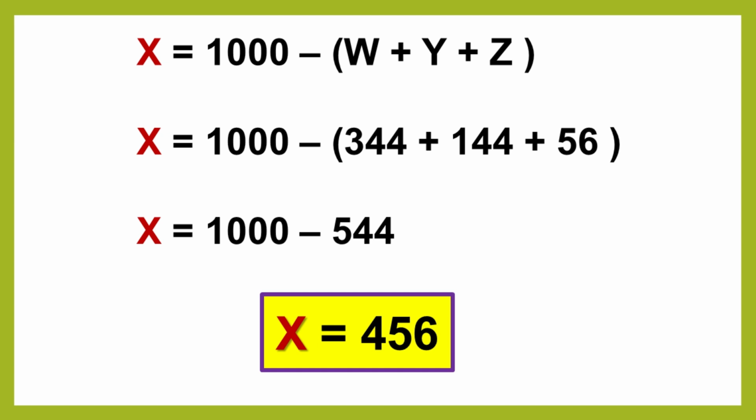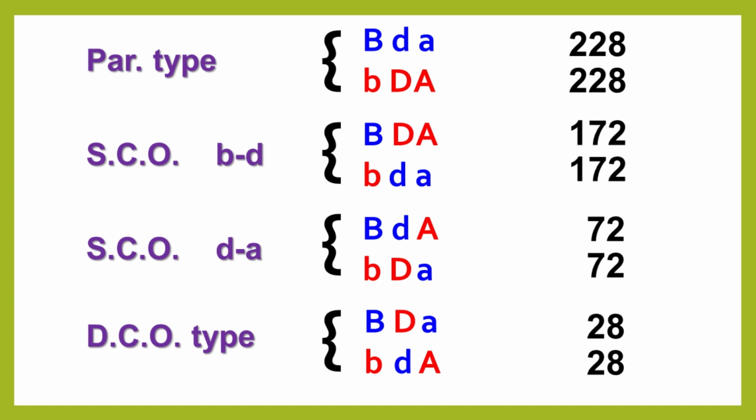For the parental types, by subtracting the combined number of offspring produced by single and double crossovers from the overall total of 1,000 offspring, a total number of 456 will be calculated. And by dividing 456 equally, we predict that there will be 228 offspring of each parental type.